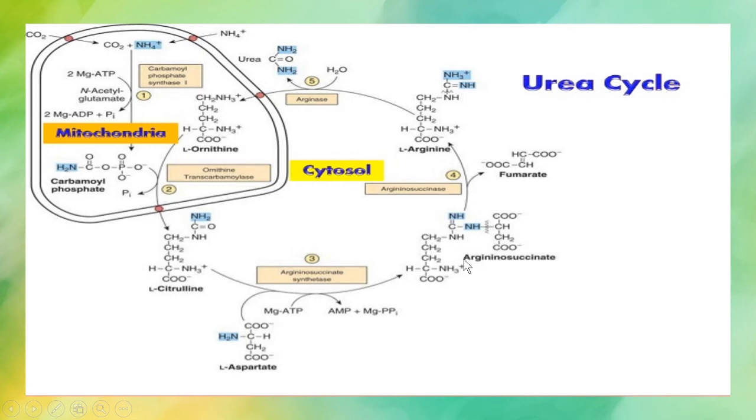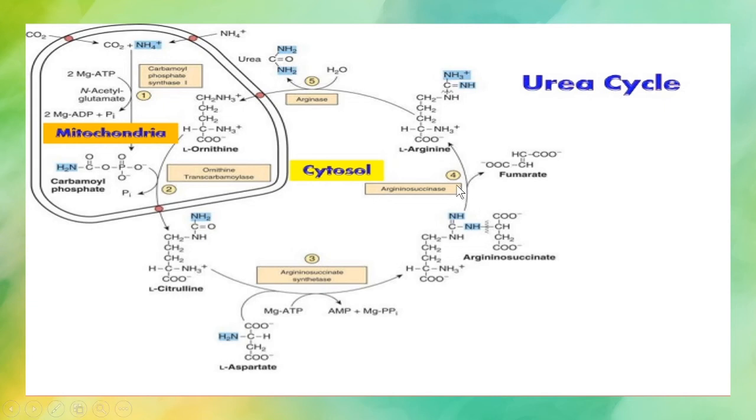Now we see the fourth step of the urea cycle, which is the cleavage of argininosuccinate. The enzyme argininosuccinase acts reversibly to cleave argininosuccinate into arginine and fumarate. This fumarate enters the TCA cycle. The linkage between the TCA cycle and the urea cycle is known as the Krebs bicycle.